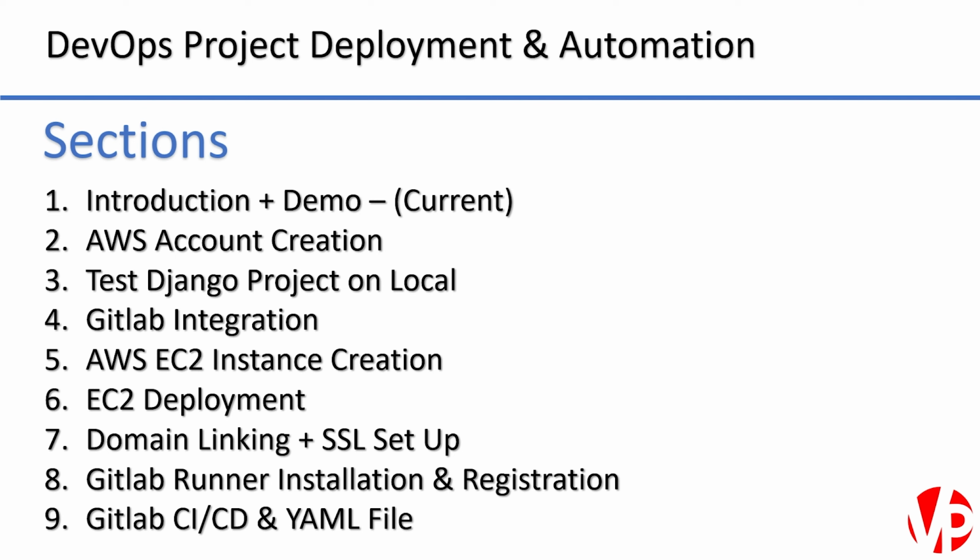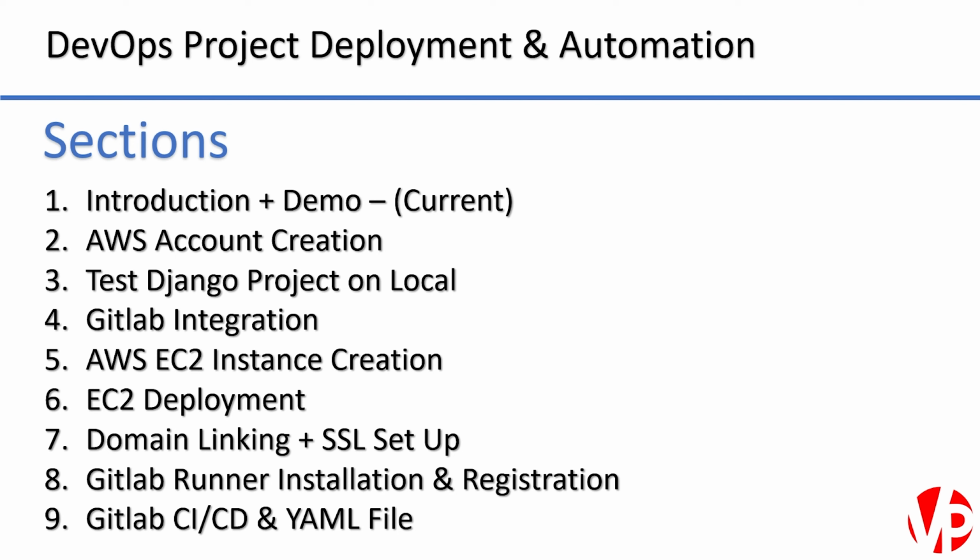Topic 5 is AWS EC2 instance creation. We will go a little deeper into EC2 instance, and I will give you information about EC2 instance and how you can create it. We will select our operating system, storage, and all. Basically for this demo, we are going to use T2 Micro because it is one of the free instances provided by AWS.